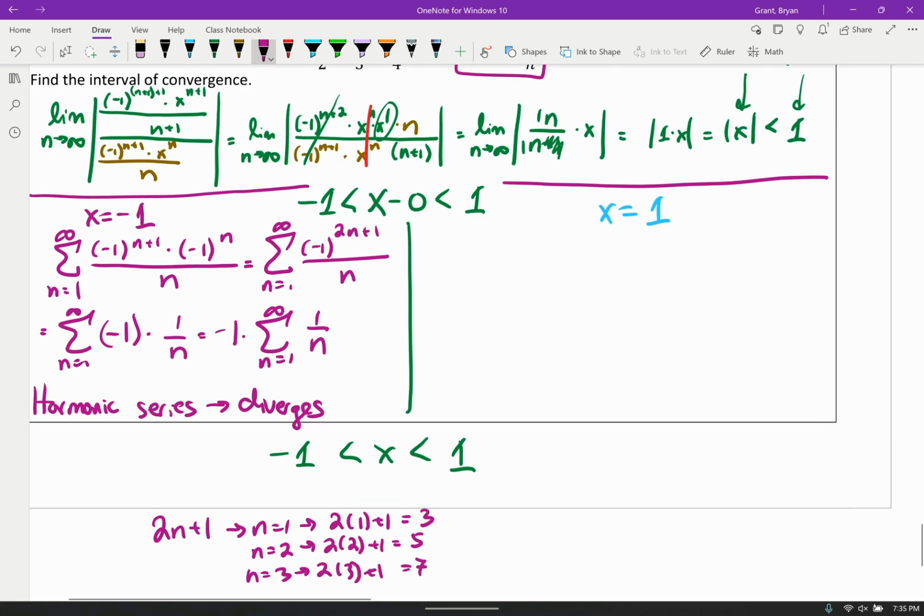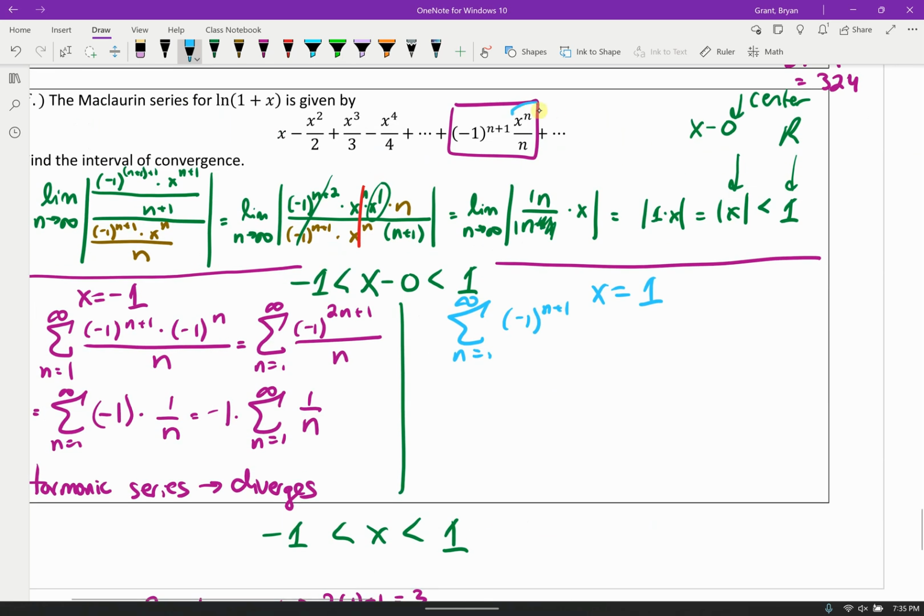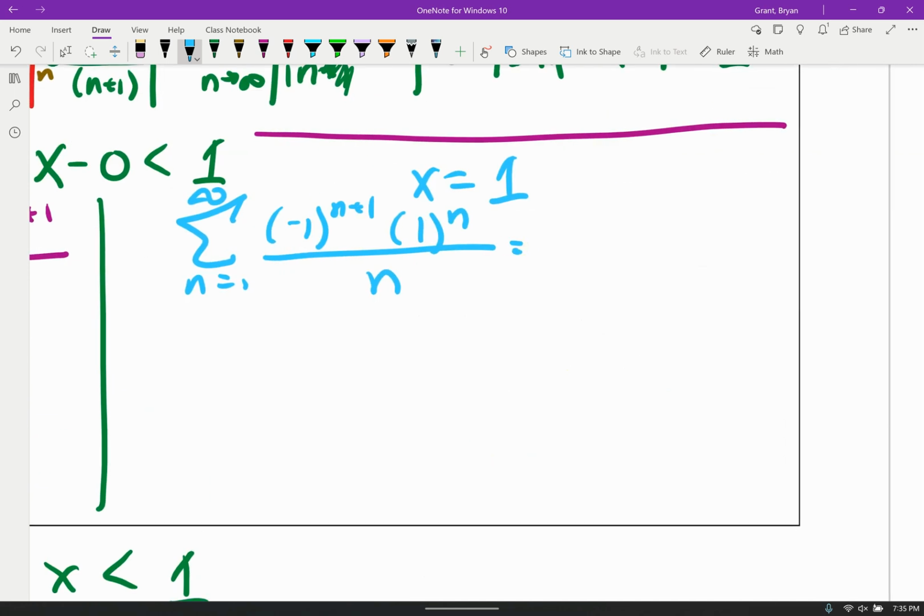All right, let's look at our last one, x equals positive 1. So we're going to have the summation from n equals 1 to infinity, negative 1 to the n plus 1 again, right? And then we're taking x and we're replacing it with 1. So it's 1 to the n over n. And as we go through here, 1 to any power is just 1. So I'm pretty sure that this is just the sum n equals 1 to infinity of negative 1 to the n plus 1 times 1 over n.